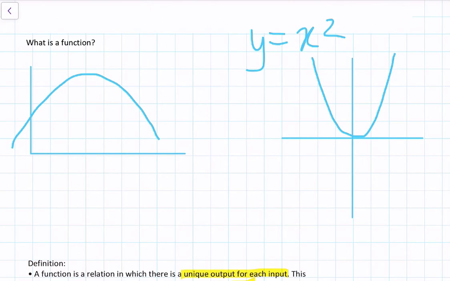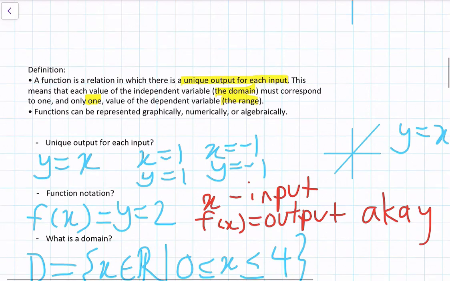And on the right, you can see the parent function for the quadratic function, which is y equals x squared. So you can see that with a couple transformations, the graph on the right can actually end up looking like the graph on the left. And so this is a concept that we'll explore in this course. So let's move on to the definition then.